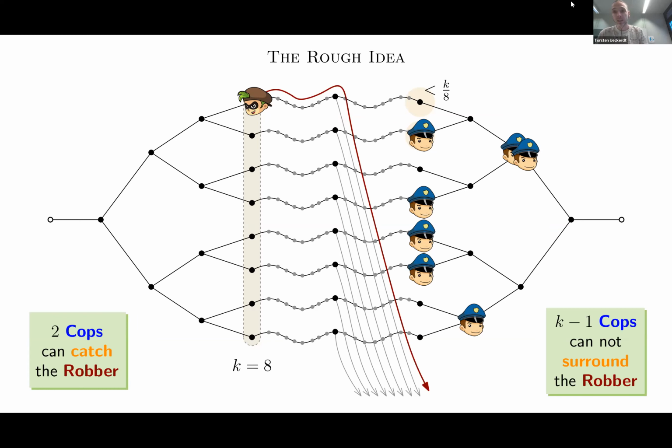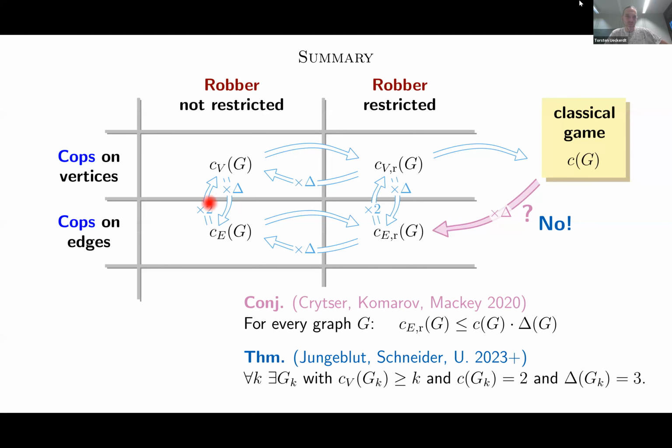So let me just show you this slide once again. I talked a lot about this surrounding variant and that they are basically all the same, well, up to constant factors or factors of delta. But they are very different from the classical variant. Yeah, so the classical cop number can be much smaller than all these surrounding variants. So it's sometimes the case that you can catch the robber quite easily, but surrounding him is very hard.